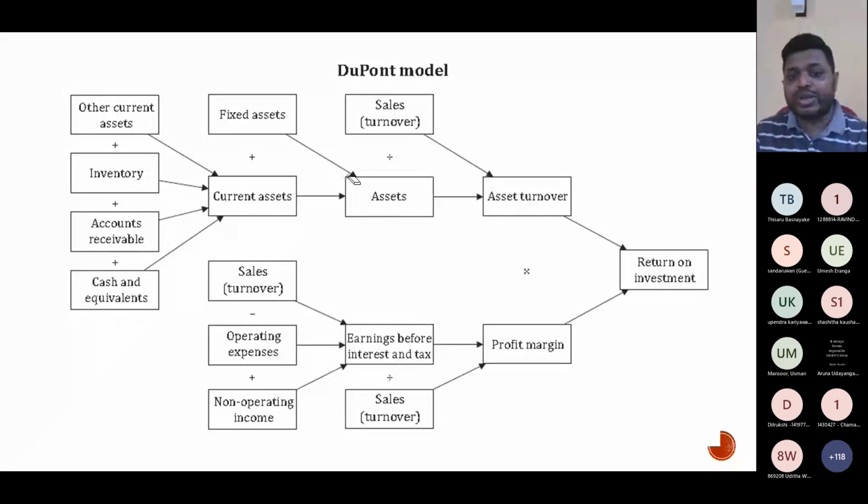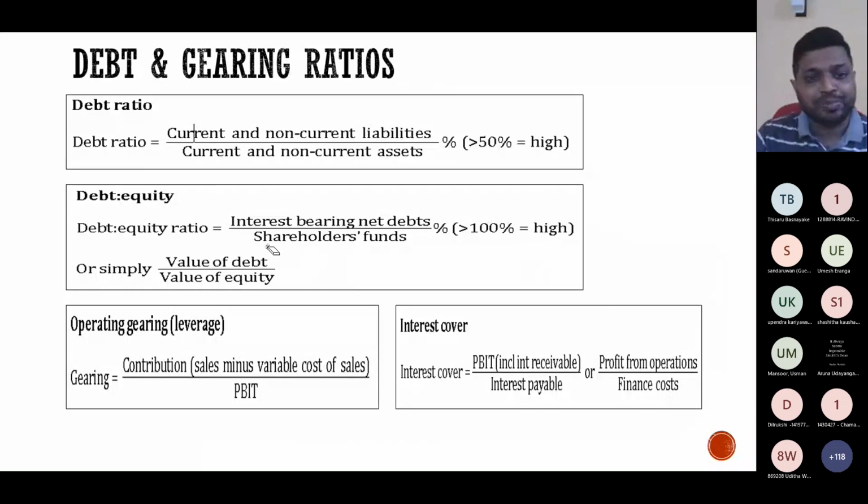The DuPont model also you can try and see whether you can calculate what is the return on investment of this particular company, right? Based on that, you can determine return on investment, right? This is the DuPont model, the soft application. Then debt gearing ratios.